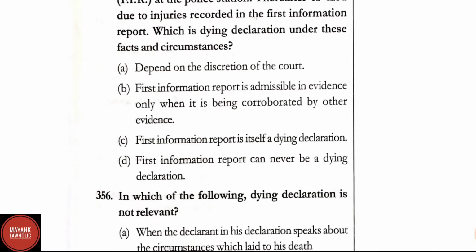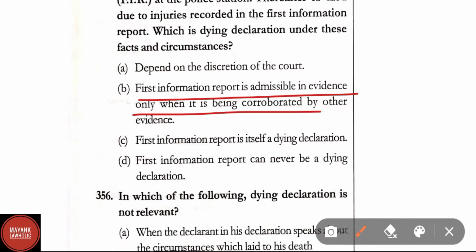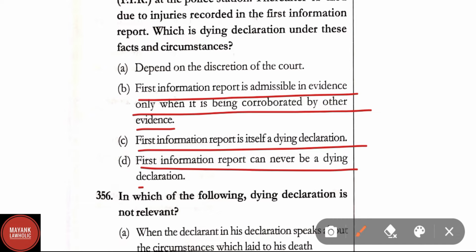Option A, depends upon the court. Option B, FIR report is admissible in evidence only when it is being corroborated by other evidence. C, FIR report is itself a dying declaration. D, FIR report can never be a dying declaration. In question number 355, correct answer is option C, that is FIR report is itself a dying declaration.